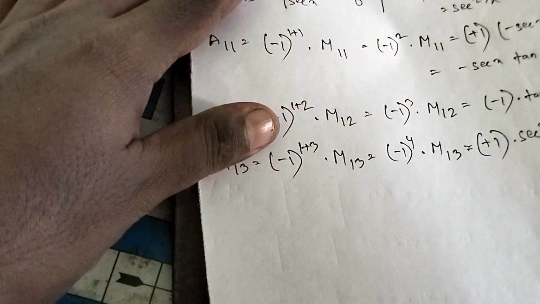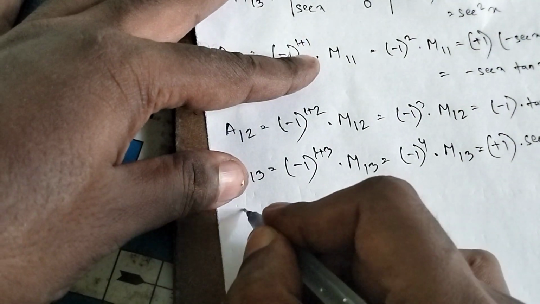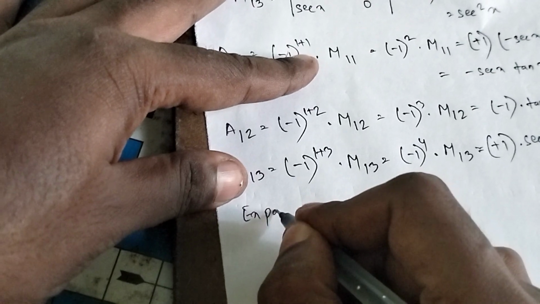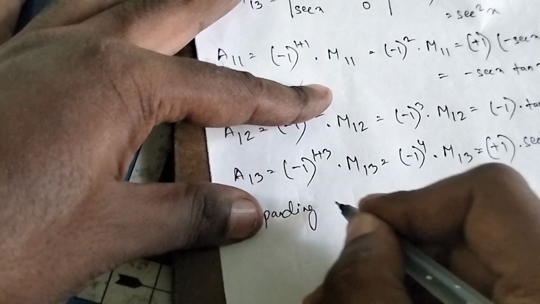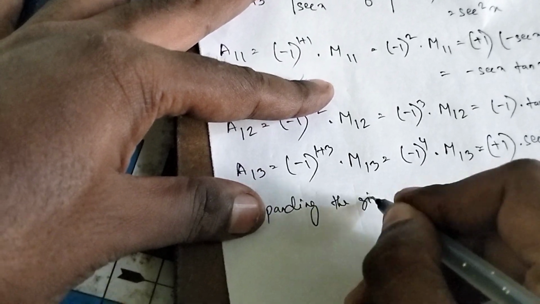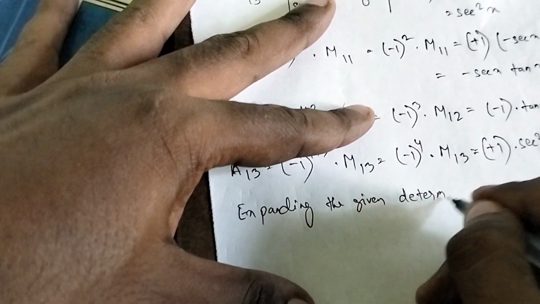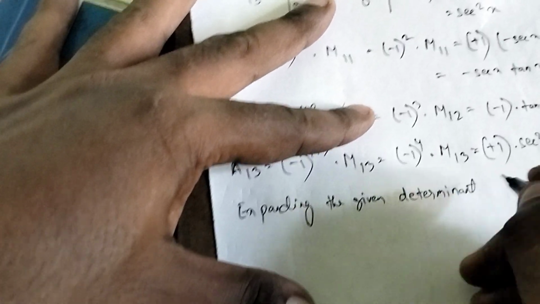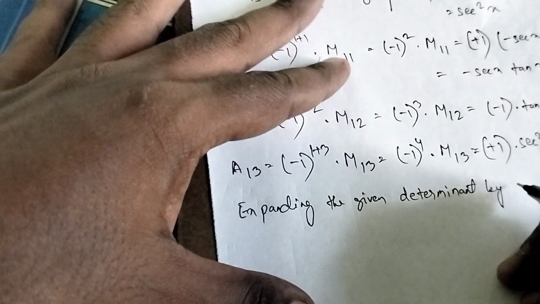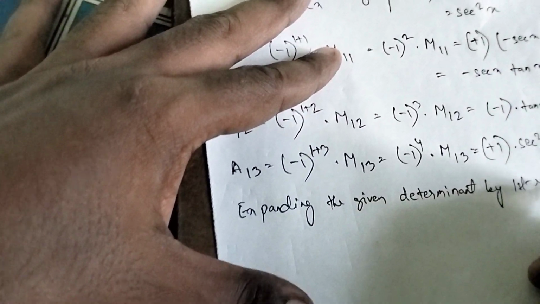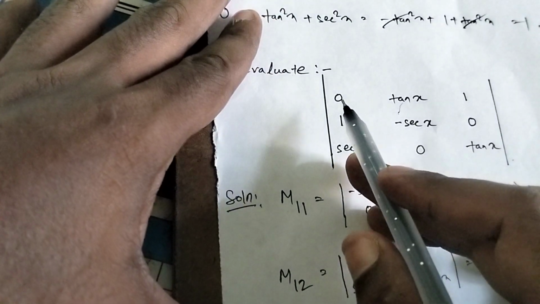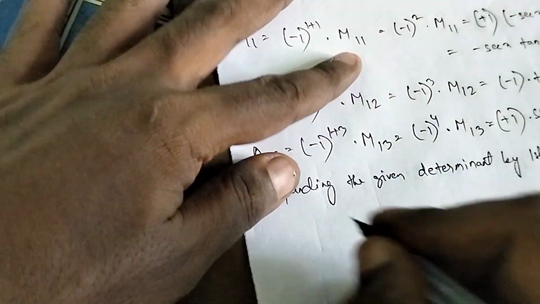Now we'll expand the given determinant by the first row. What was the element of this first row, first column? It was 0.